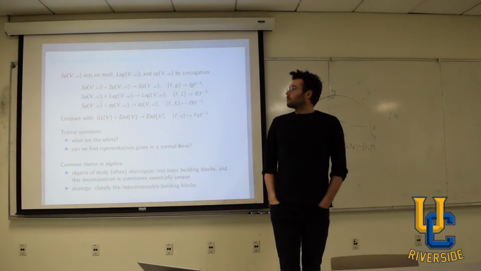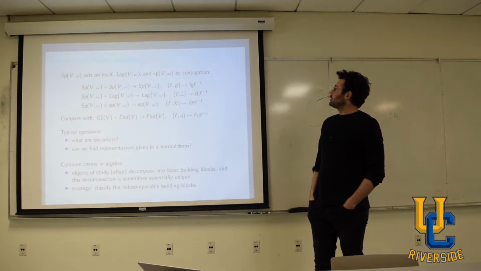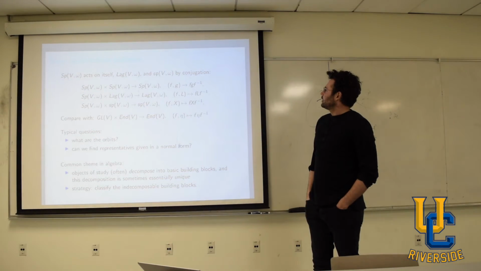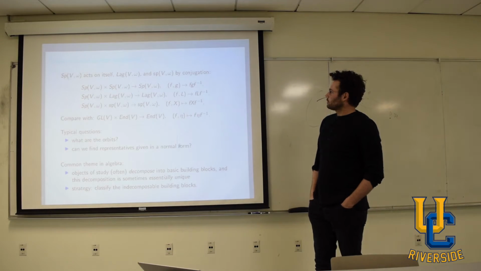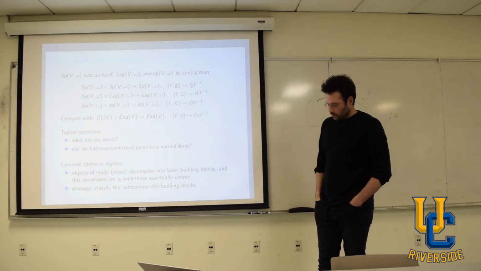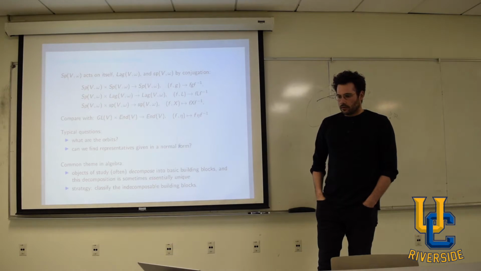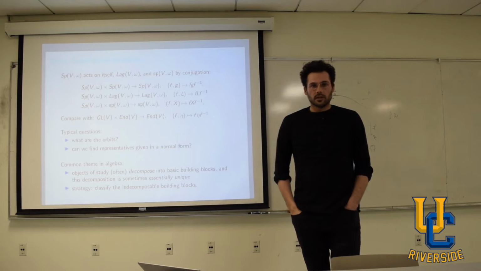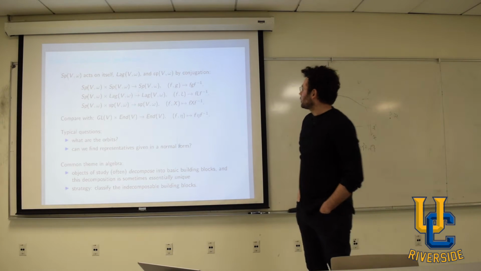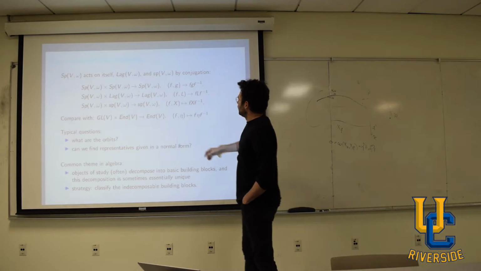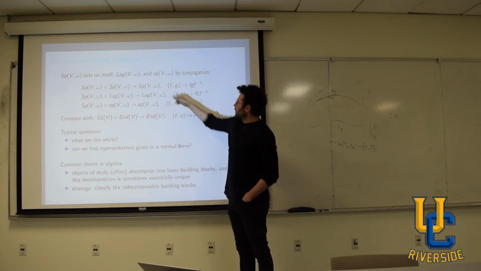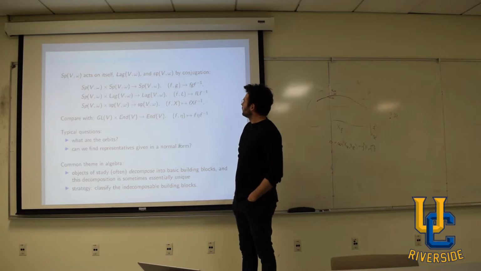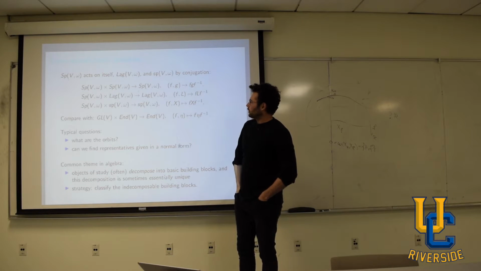Okay, so we said in the title classification problems. So here are some classification problems. One simple question is, when are two symplectic morphisms conjugate to each other? So conjugate means that we have an action by conjugation of the symplectic group on itself, and we want to know what are the orbits.